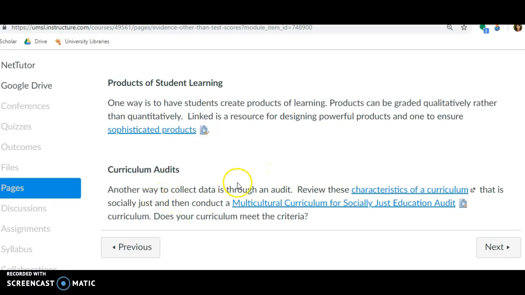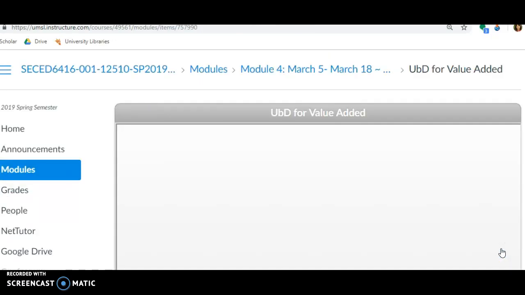Another way to collect data is through an audit. So look at the current curriculum and do an audit for diverse authors. How many are men? How many are women? Is it 50-50? Are there diverse authors from different ethnic groups or cultural backgrounds or racial identities? Are there different scientists portrayed, or are they all white dead men as we sometimes see in English books? And then use that in order to make your decisions.